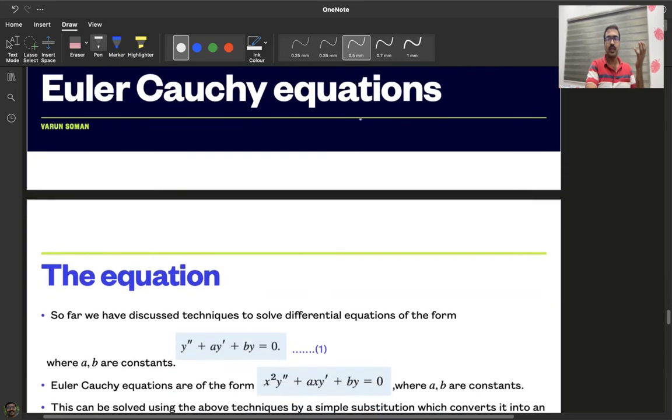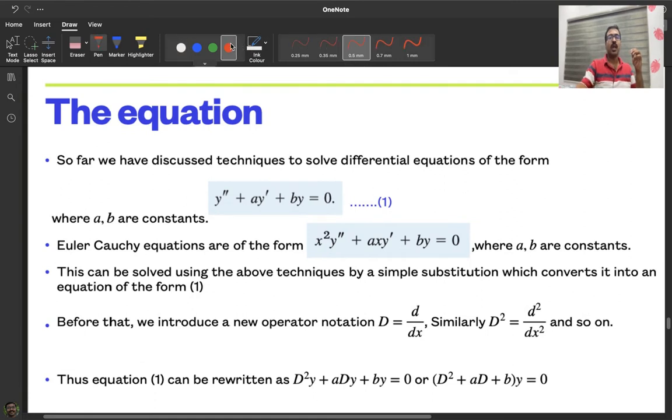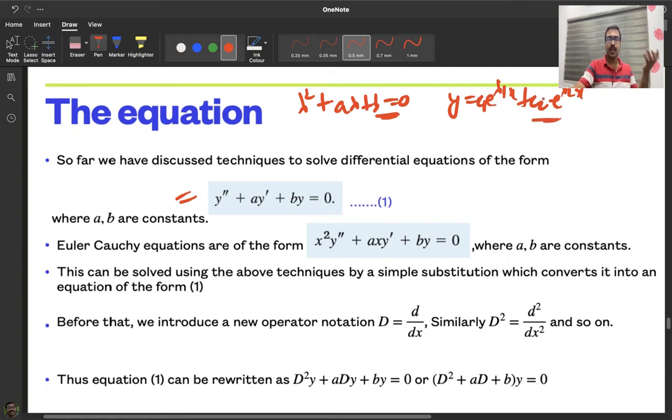So what is an Euler-Cauchy equation? You have already studied the solution techniques of equations of the form y double dash plus a y dash plus b y is equal to 0. For that, first you write the characteristic equation, which is lambda square plus a lambda plus b is equal to 0. Then you find the roots. If the values of lambda are distinct, the solution is y is equal to c1 e raised to lambda 1 x plus c2 e raised to lambda 2 x. Similarly, if the roots are equal or complex, you know the solution methods. That is the method we have already studied.